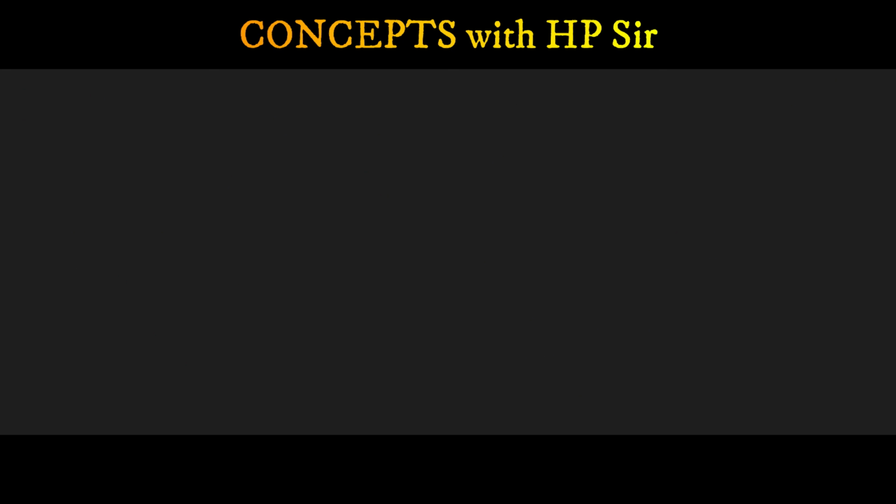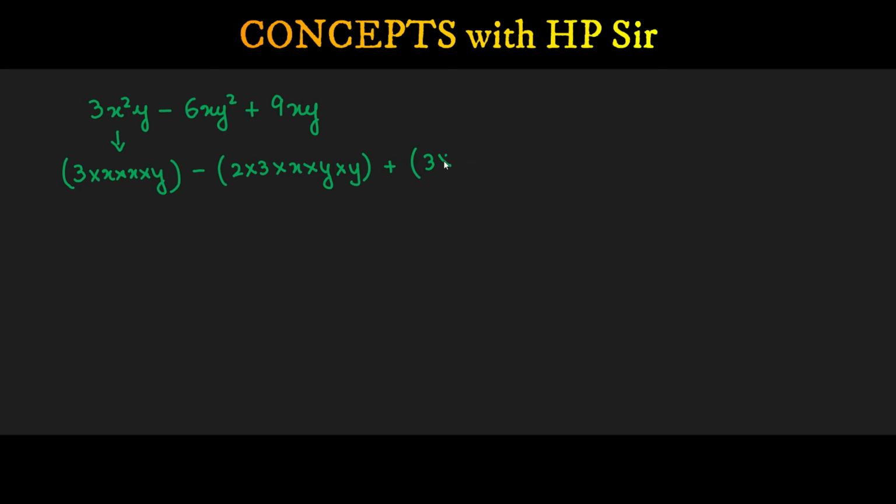So moving on, let's take another example. Suppose the question is 3x squared y minus 6xy squared plus 9xy. Now we have to factorize this algebraic expression. Again, the first term, that is 3x squared y, can be written as 3 into x into y within brackets, minus the second term can be written as 2 into 3 into x into y plus the third expression can be written as 3 into 3 into x into y.